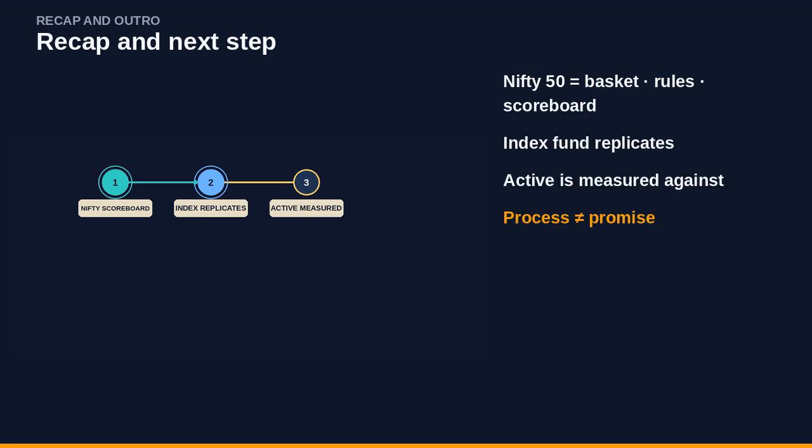Nifty 50 is a 50-name basket under published rules, published as a scoreboard, not cash in your DMAT by itself. A passive index fund such as UTI Nifty 50 Index Fund tries to replicate that methodology. An active fund such as Axis Large Cap Fund researches, selects, sizes, and is measured against a benchmark rather than copying the index. Either active outcome may beat or lag after costs, so process is not promise.